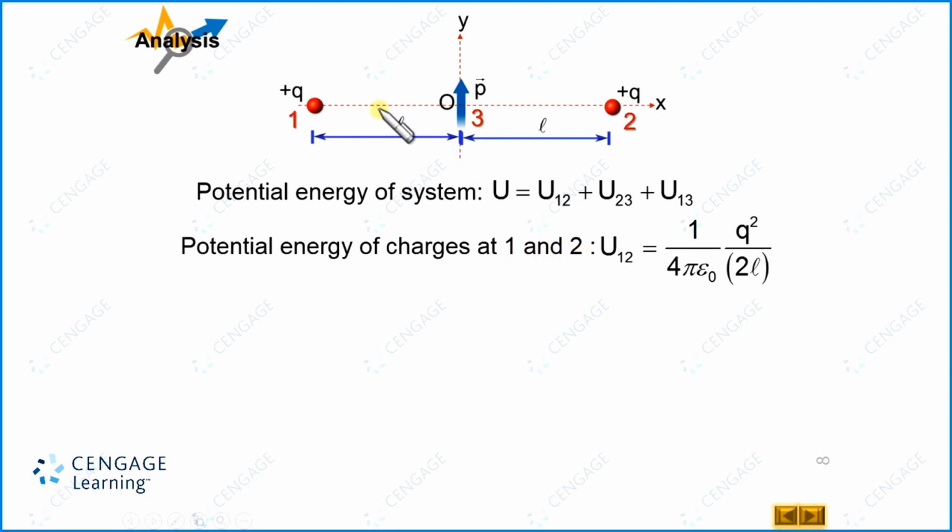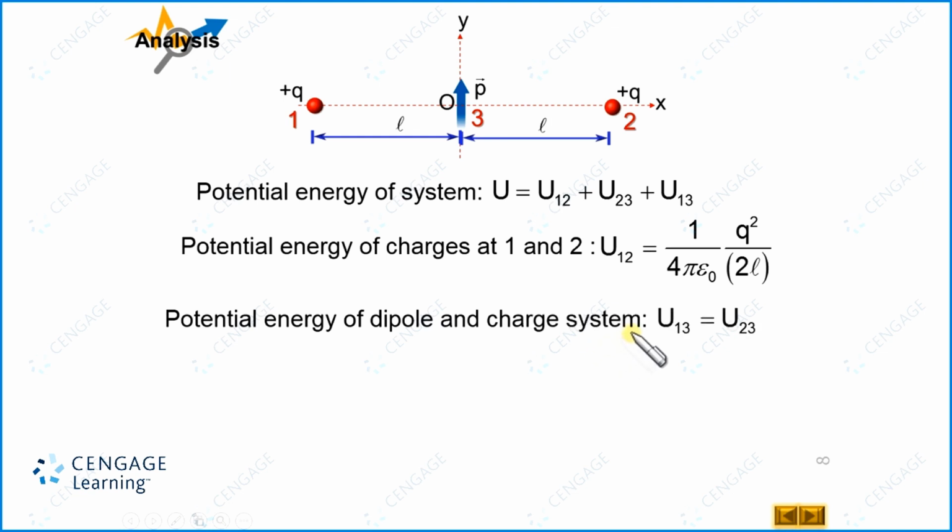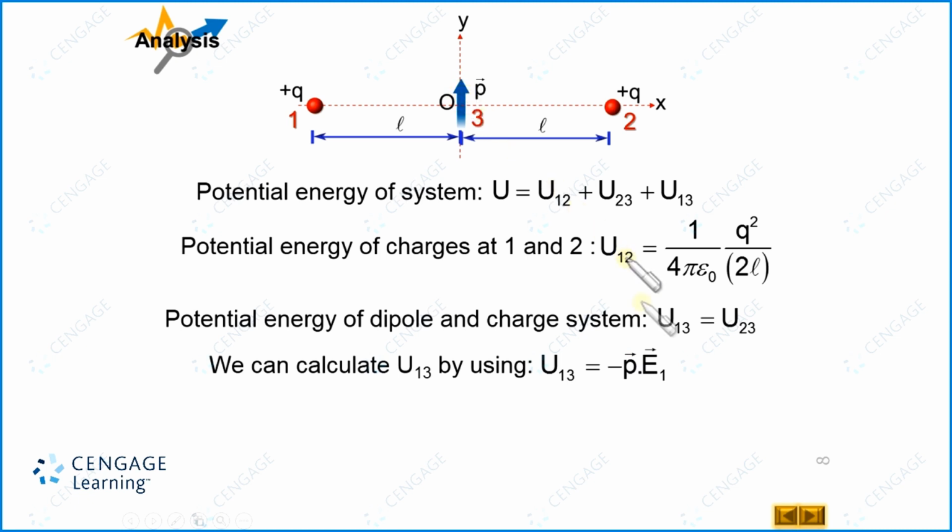And here we can observe this charged particle and dipole, and this charged particle and dipole, are making an identical type of configuration. That means the potential energy of 1,3 and 2,3 should be equal. So here we can write U13 equal to U23. Now let us calculate U13. U13 is equal to minus P dot E1. P is the dipole moment of this dipole and E1 is the electric field because of charged particle number 1 at the center of the dipole.